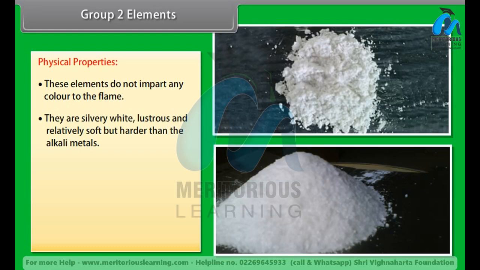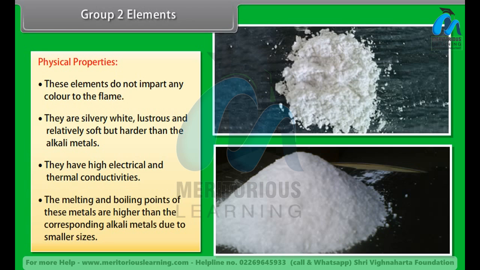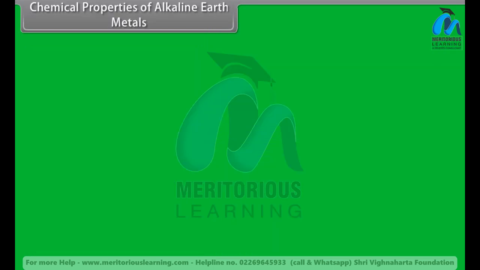They are silvery white, lustrous and relatively soft but harder than the alkali metals. They have high electrical and thermal conductivities. The melting and boiling points of these metals are higher than the corresponding alkali metals due to smaller sizes. Chemical properties of alkaline earth metals.